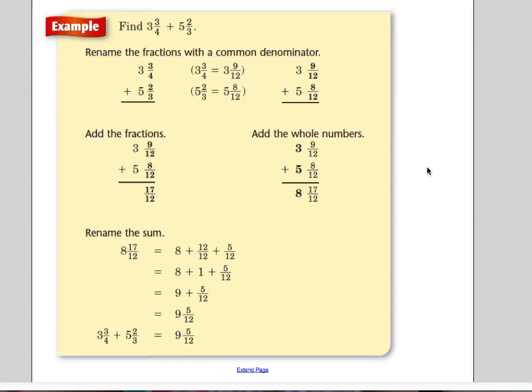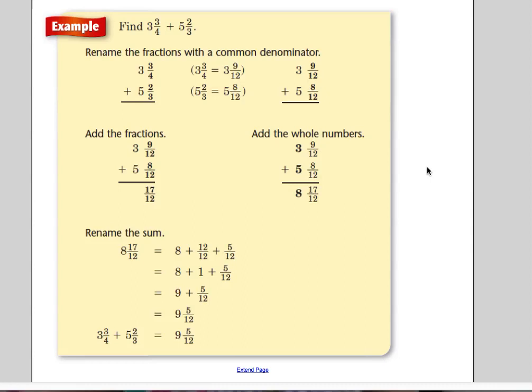Now, it may be helpful to have these examples in your notes, but I'm going to leave that up to you, because you do follow the same steps for adding mixed numbers as you do when you're adding fractions. Okay, so let's take a look at our first example. Find 3 3/4 plus 5 2/3.